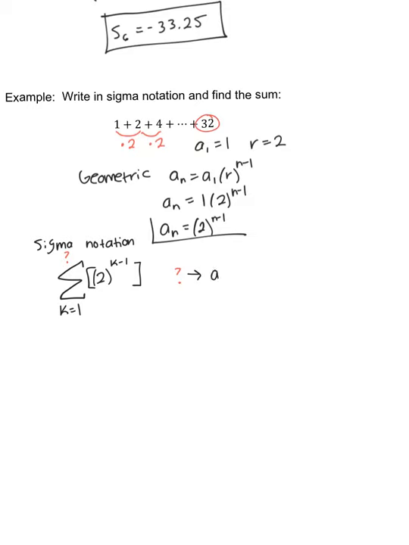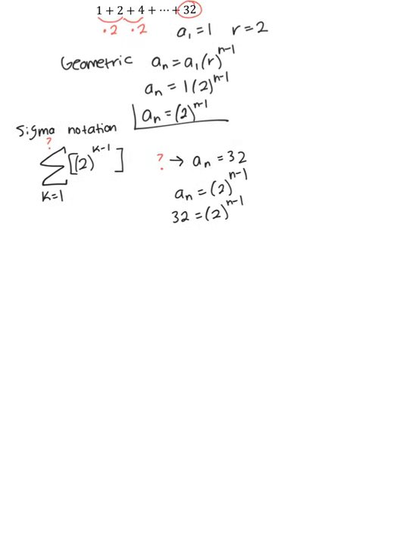So that means that a sub n is equal to 32. So we've got a sub n equals 2 raised to the n minus 1. I'm going to replace a sub n with 32. Now think back to when you were solving for n when we had the geometric sequences. When you wanted to get that n minus 1, or get that exponent brought down, you take the natural log of both sides.